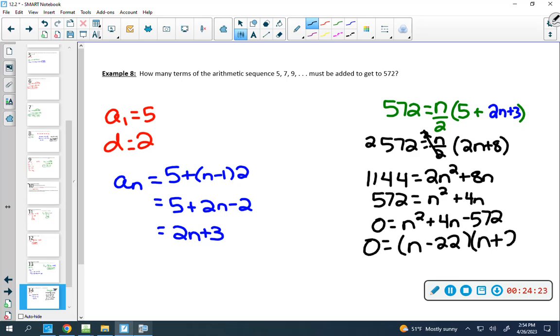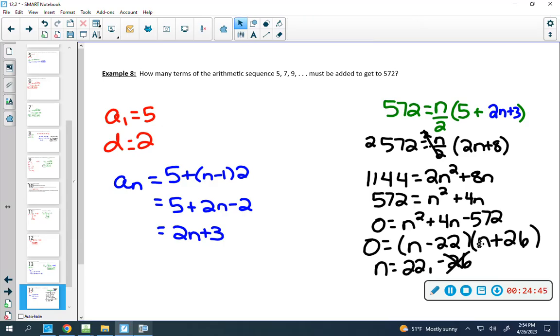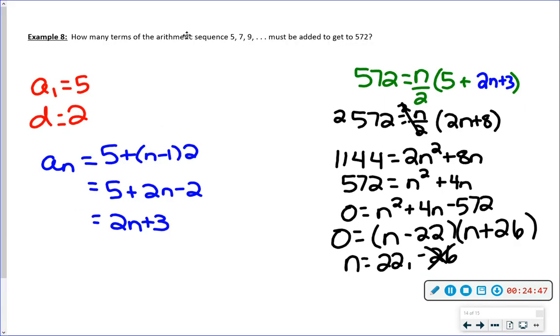Okay, key question, are you ready? What are your 2 potential answers for n? 22 and negative 26. And I already hear mutterings. Which one do we think I have an issue with? Yeah, because we're trying to figure out the number of terms. Got it. I'm going to write it up pretty. n equals 22 terms.